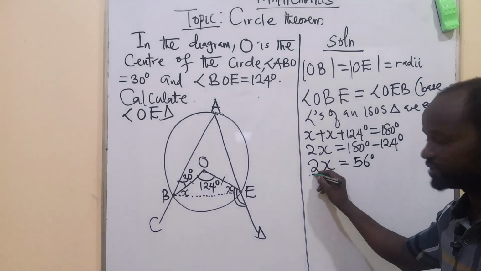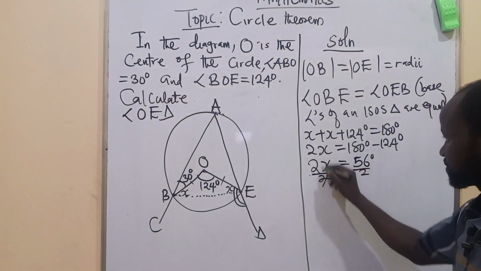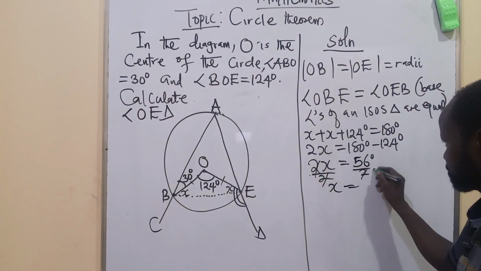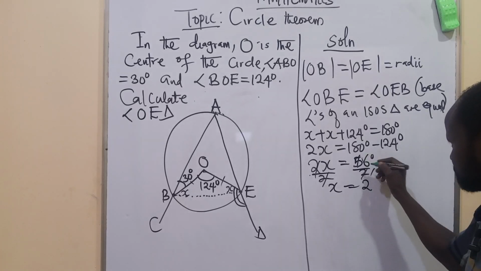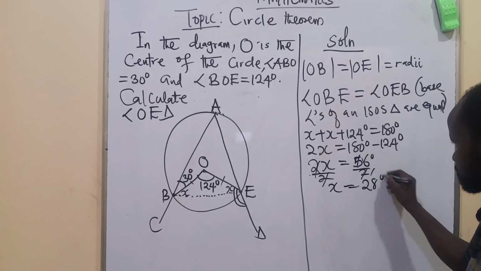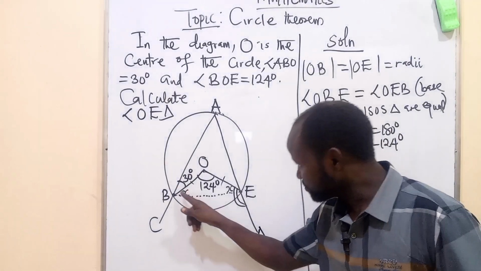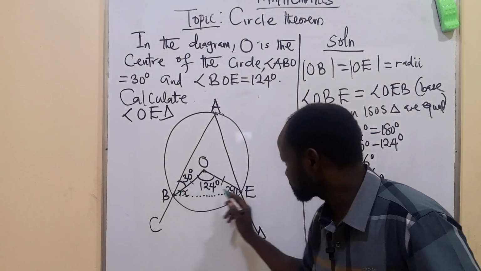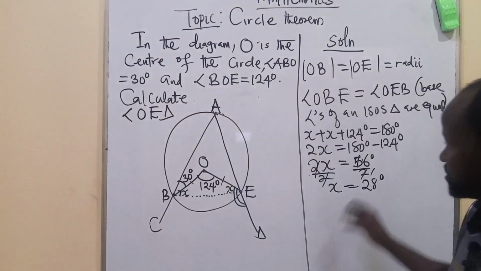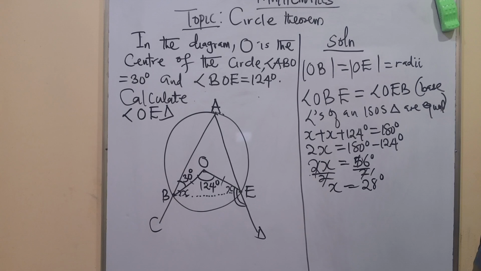So we can divide both sides by 2 to find x. x will be equal to 28 degrees. So it means this small angle here is nothing but 28 degrees. But that's not what we are looking for.